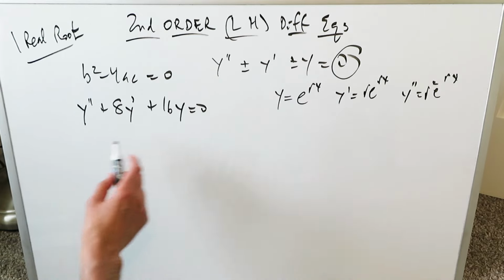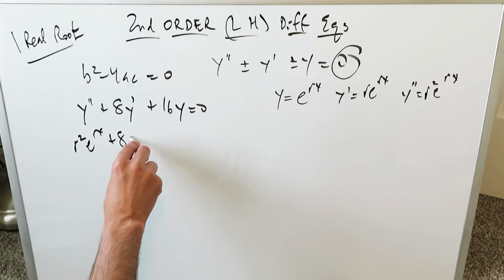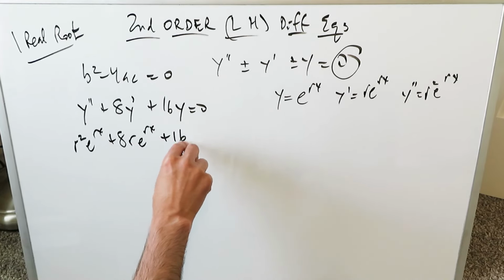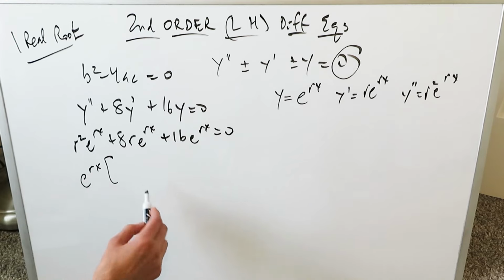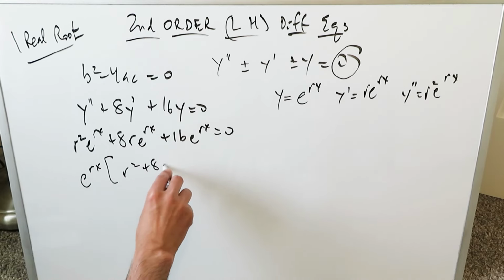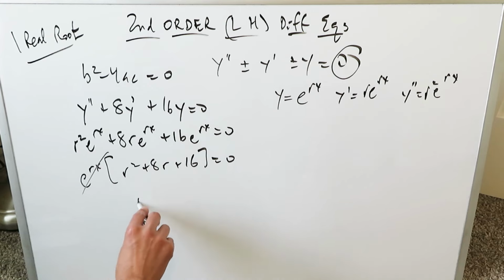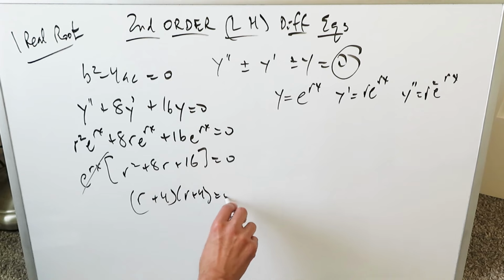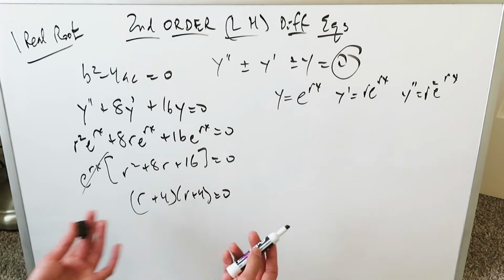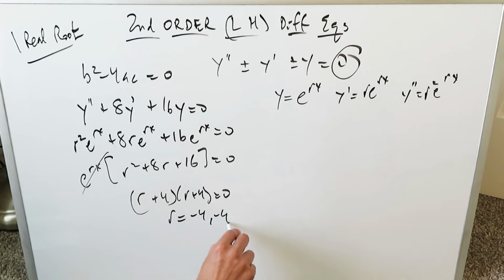You'll bring in these substitutions. You're really looking here at r squared e to the rx plus 8r e to the rx plus 16 e to the rx equals 0. Bring in the e to the rx isolation and you have r squared plus 8r plus 16 equals 0. This we will zero out, and here when you factor this, you're looking at r plus 4 times r plus 4 equals 0. You know you're getting r plus 4 whole squared, but you're having identical solutions. r is equal to minus 4, minus 4.